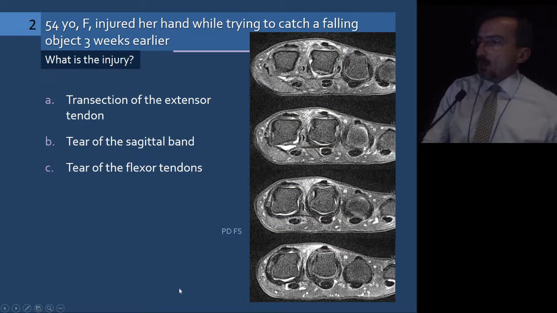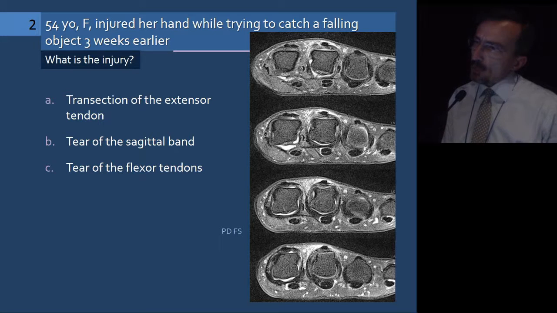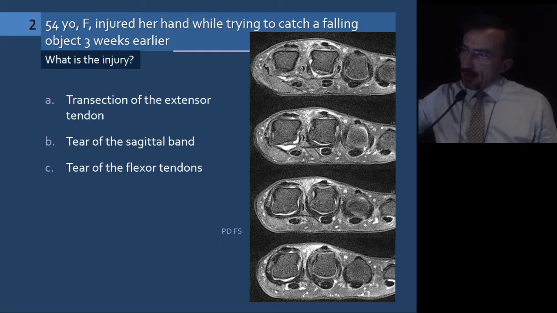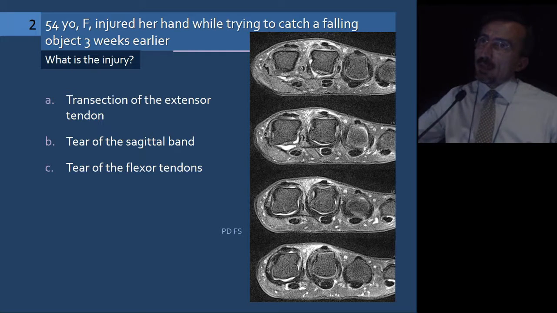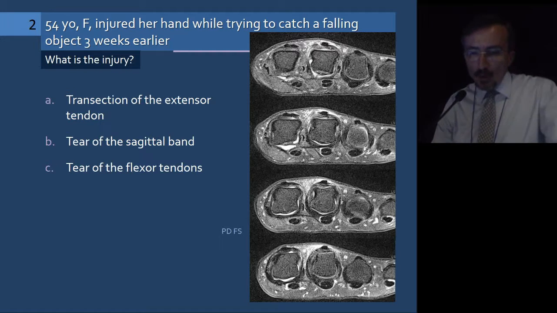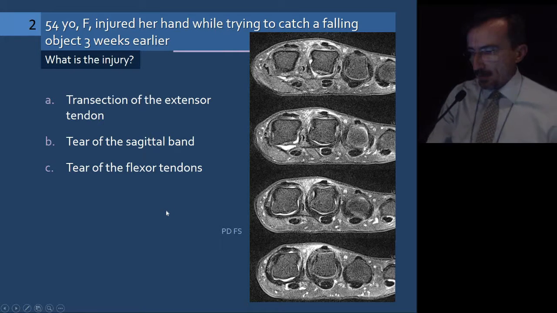So this brings me to my second question, which is the case of a 54-year-old lady who injured her hand while trying to catch a falling glass object 3 weeks earlier. Just when she tried to catch a vase, apparently she hit her hand, and then there had been this injury. So what do you think is the injury here? Those are axial proton density fat saturated images. Do we have a transaction of the extensor tendon? Do we have a tear of the sagittal band or a tear of the flexor tendons?